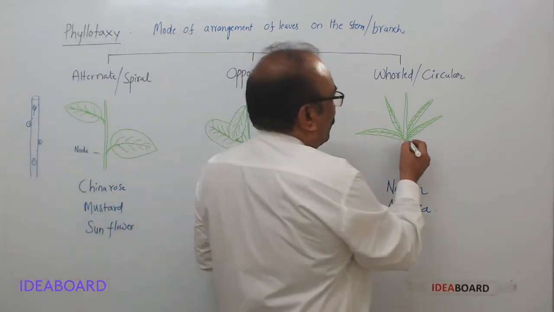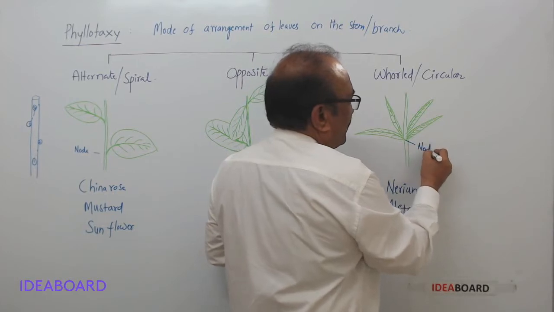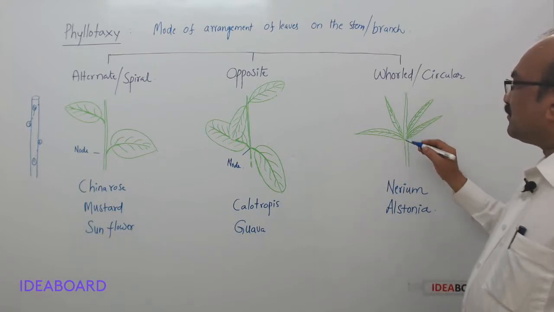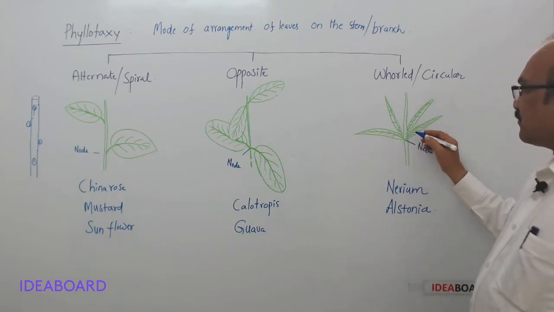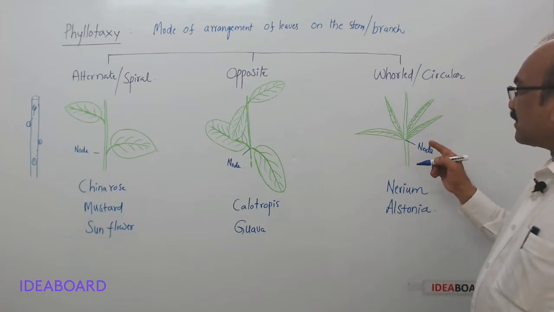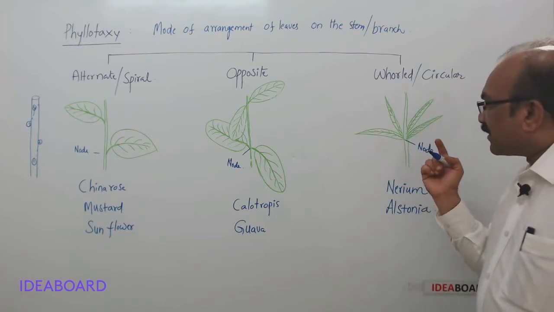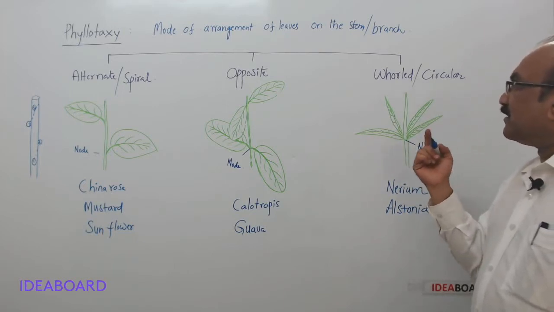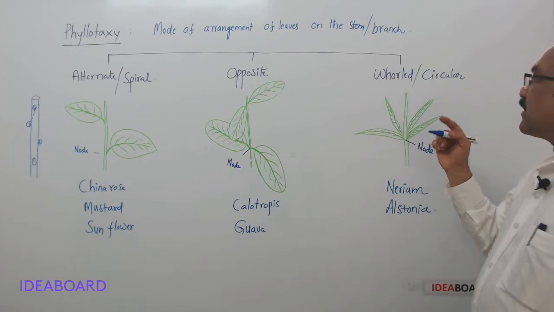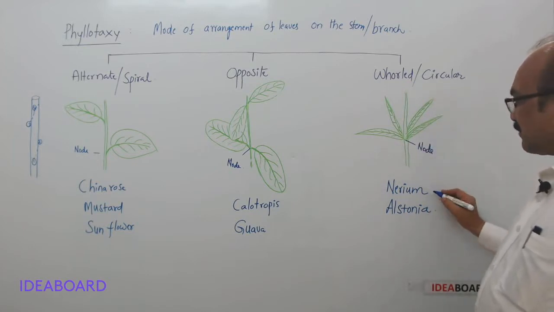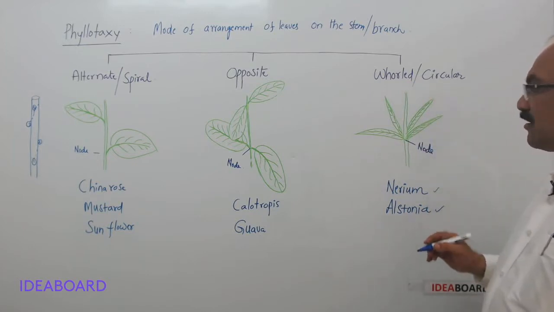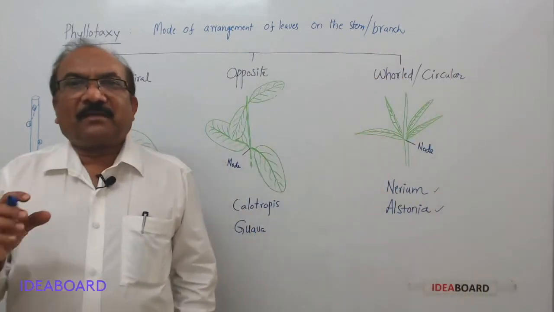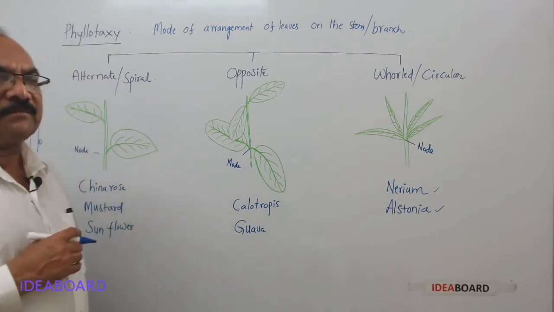And here this is the node, and at this node you will find more than two leaves. I drew four leaves here, and four leaves are coming at the same node, and they are arranged around the node like a whorl. That's why this is called whorled phyllotaxy or circular phyllotaxy. The examples for this are Nerium and Alstonia.